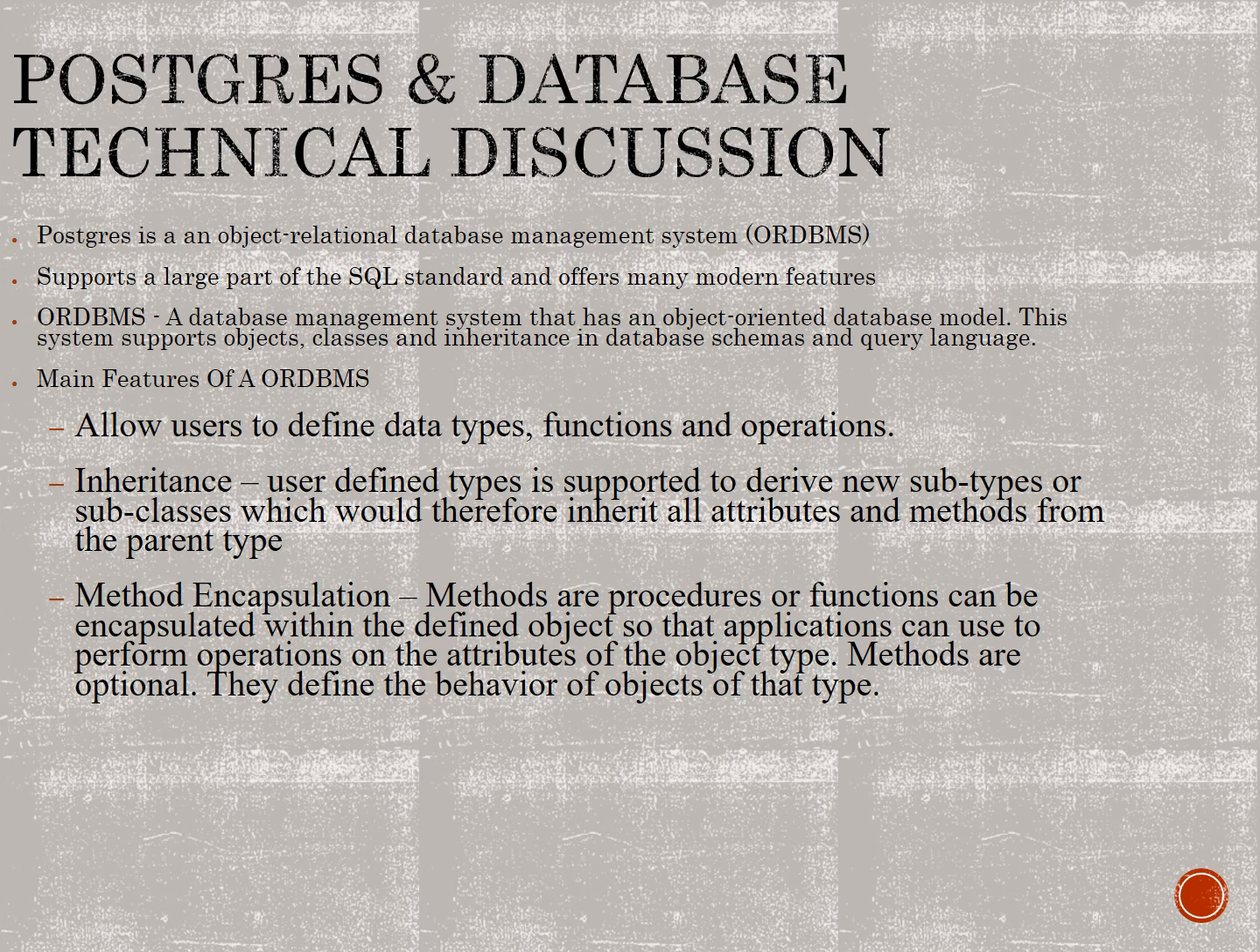Method encapsulation. Methods are procedures or functions that can be encapsulated within defined objects so that applications can use them to perform operations on the attributes of the object type. Methods are optional. They define the behavior of that object of that type. So basically you can control objects and how those attributes are used and how they're continuously used, so you can bring about methods constantly.